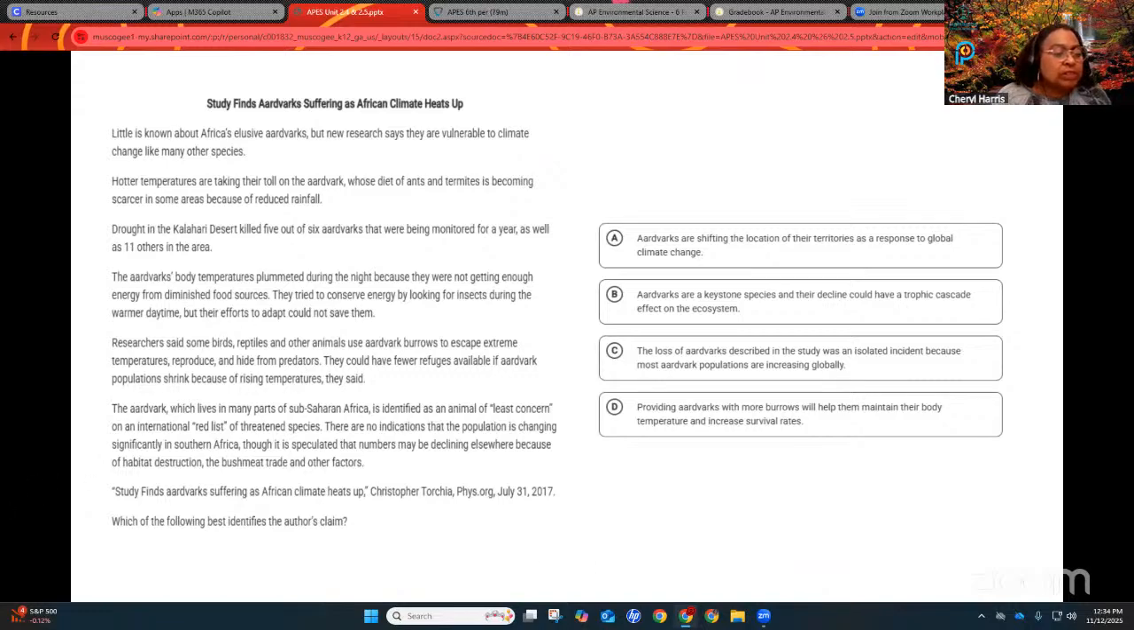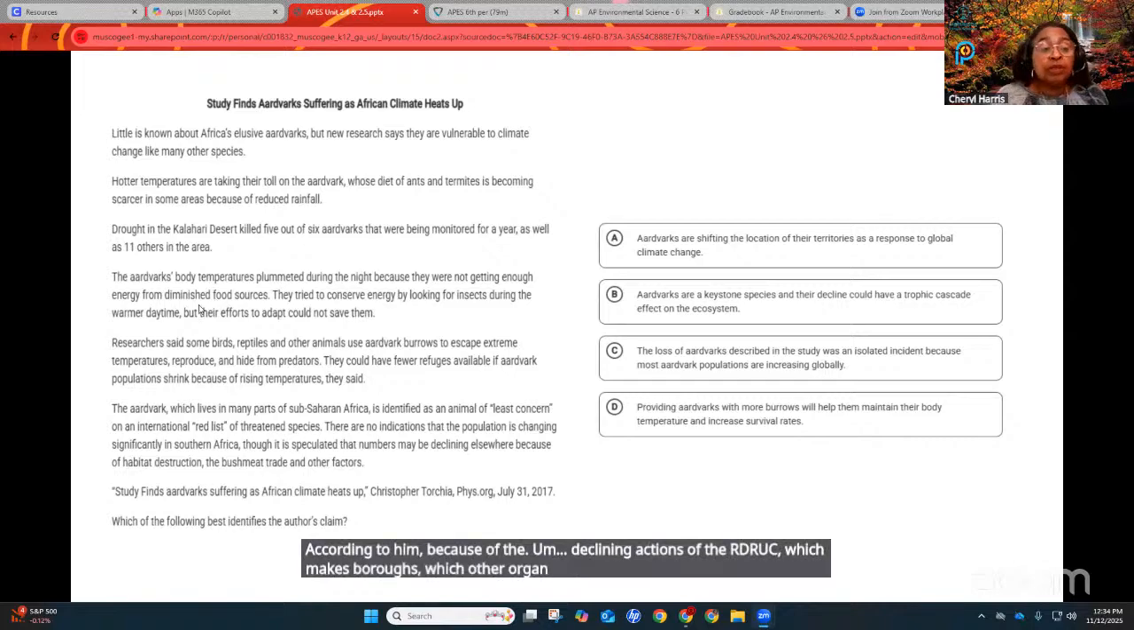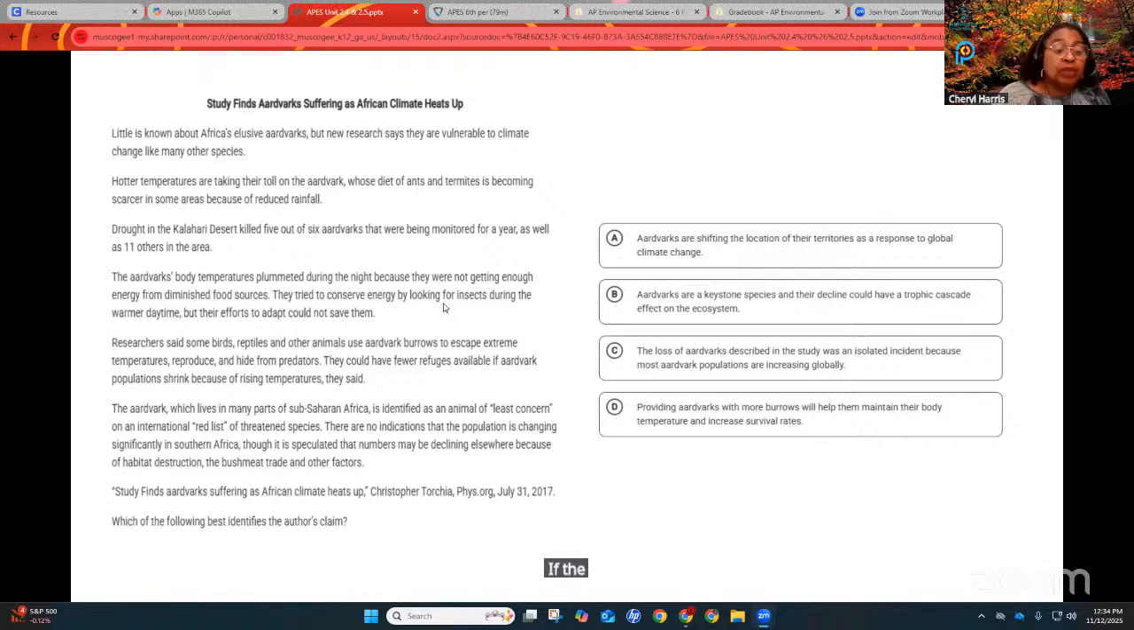All right, Jesse says that a keystone species is a species that the ecosystem depends on. Thank you. All right, so according to this article, this is basically the claim that the author is making. According to him, because of the declining actions of the aardvark, which makes burrows, which other organisms use. So if the aardvarks decline, then they don't make burrows and it affects other species. So that's what makes them a keystone species.